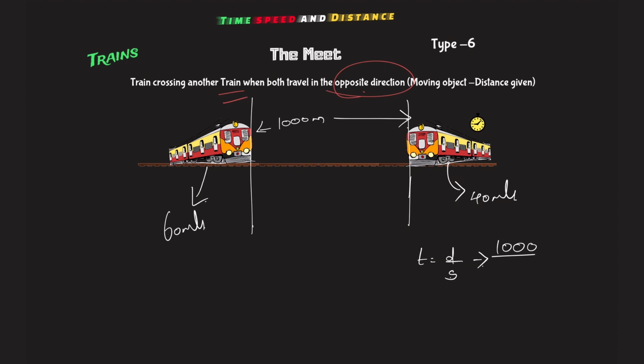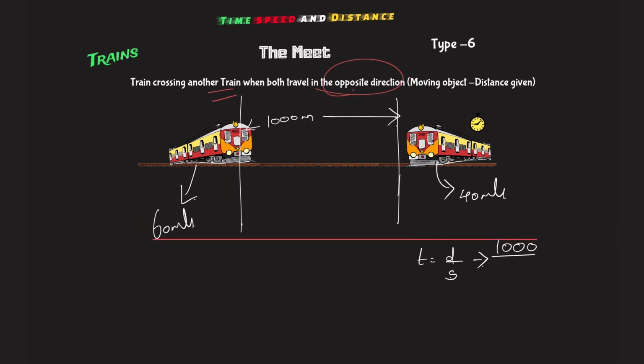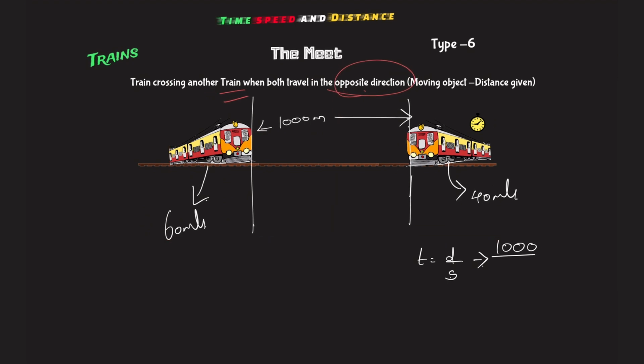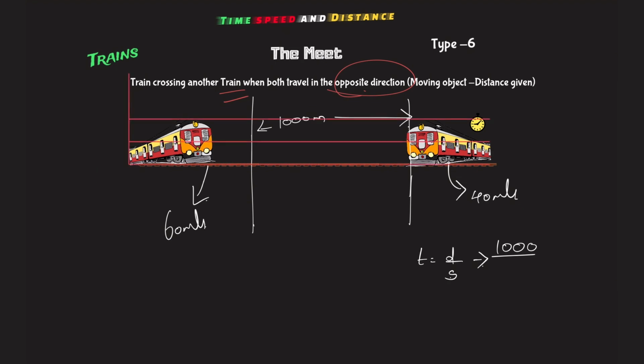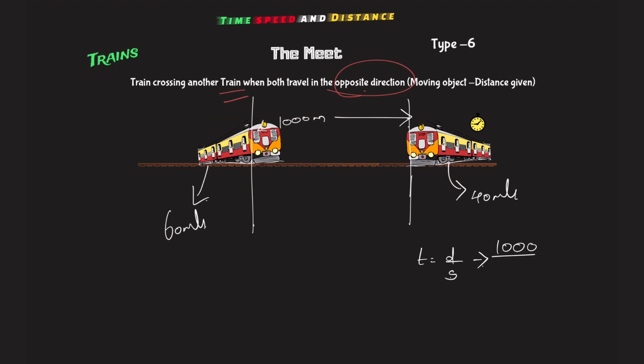Now what is happening with their speed? Imagine this train. How is this train moving in 1 second? 60 meters it will move. And how will this train move in 1 second? 40 meters. So they both are adding their speeds to the distance. It means the distance of 1000 is covered together by them. That's why you add their speeds.